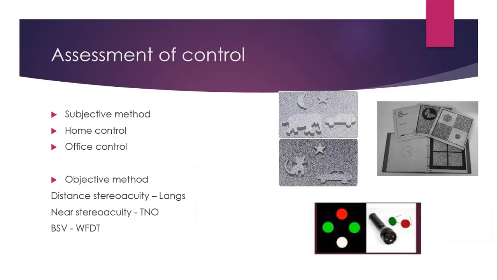So now we have to assess the control. Why do we assess the control? It will give us a clue as to how we are going to treat the child, to understand whether it's progressing, or whether we can just observe the child for some time. So the measures to assess control are subjective measures, where we take histories. There are many scoring systems, which I'll talk about in the next few slides. And there is an objective method, where we check distance stereo acuity with Lang's chart, near stereo acuity with TNO chart, and BSV for both near and distance with the Worth 4 dot test.